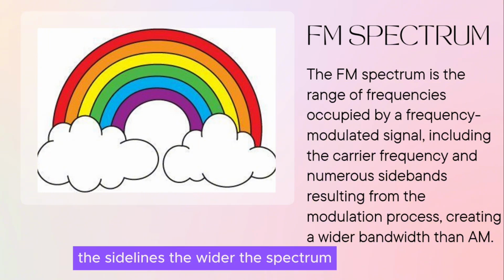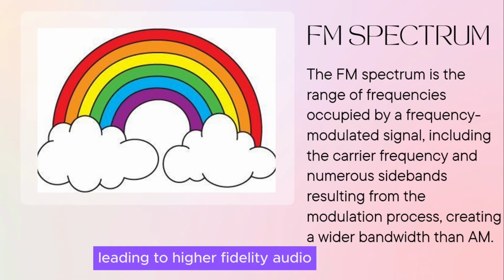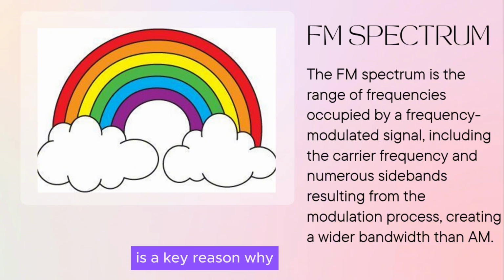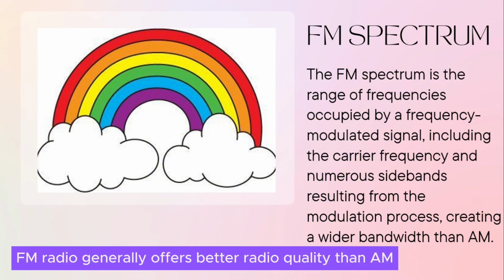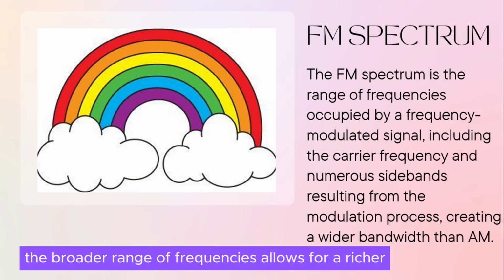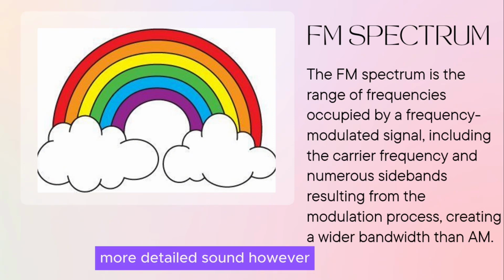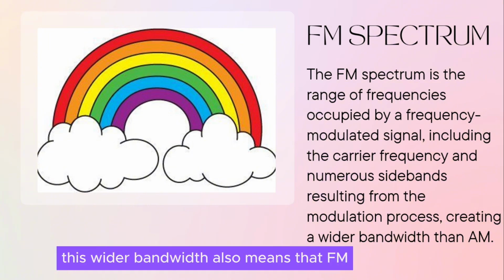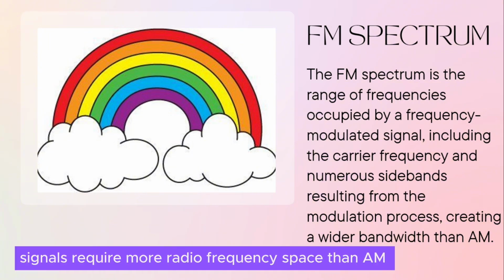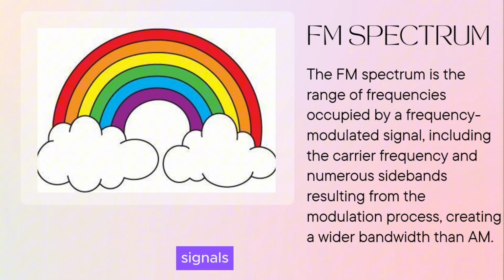The wider the spectrum, the more information can be transmitted, leading to higher fidelity audio. This wider bandwidth is a key reason why FM radio generally offers better radio quality than AM. The broader range of frequencies allows for a richer, more detailed sound. However, this wider bandwidth also means that FM signals require more radio frequency space than AM signals.